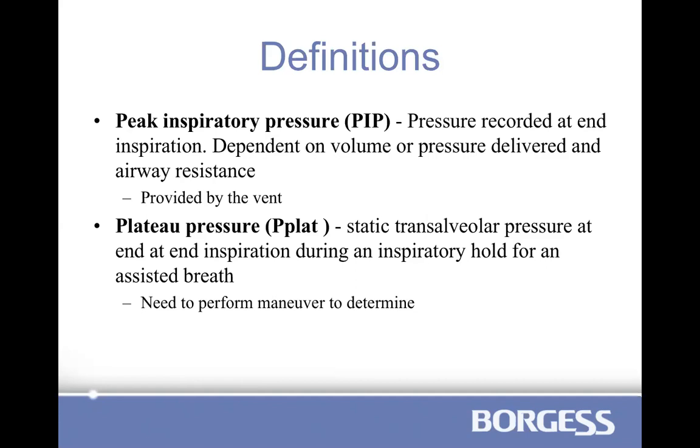All right, the two others that are going to be important to know. The peak inspiratory pressure is the pressure that is recorded at the end of inspiration. This is dependent either on volume or pressure, and the airway resistance. This is a number that is provided to you by the ventilator. Next, an almost more important one is the plateau pressure. This is the pressure in the alveoli at the end of inspiration during a forced inspiratory hold on an assisted breath. So this is a physical maneuver that has to be performed on the ventilator to achieve this number.